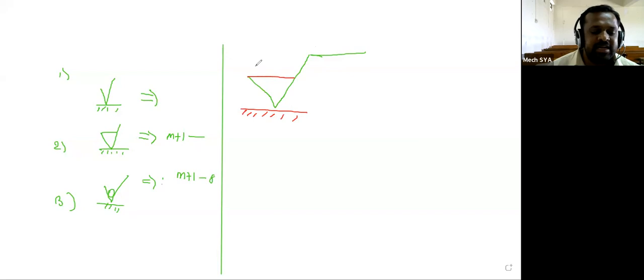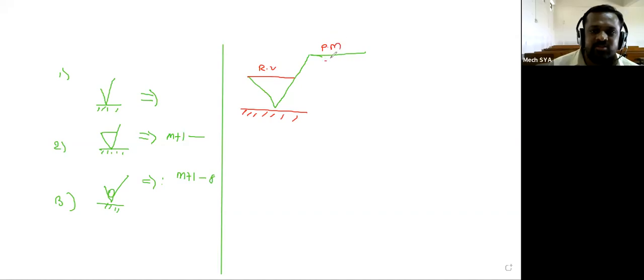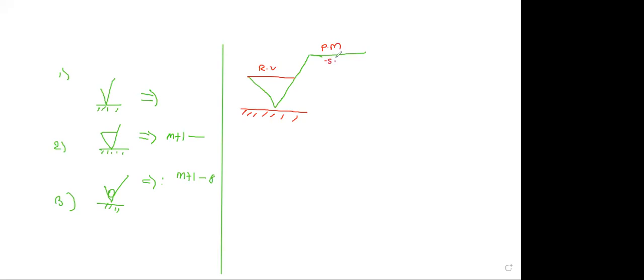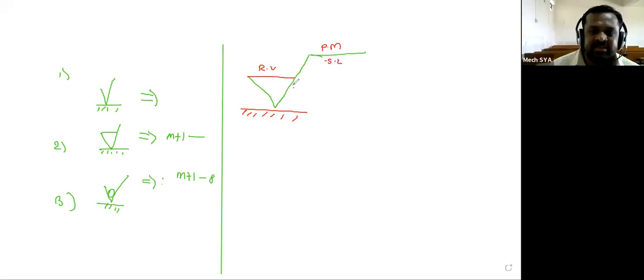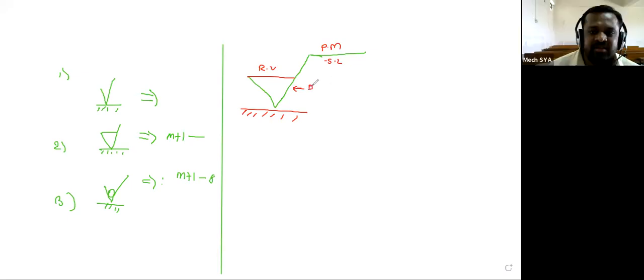This portion indicates the roughness value. Again, this portion of the symbol indicates the production method. Here, this portion indicates the sampling length. Here, this portion indicates the direction of lay. Then please tell me the types of direction of lay.